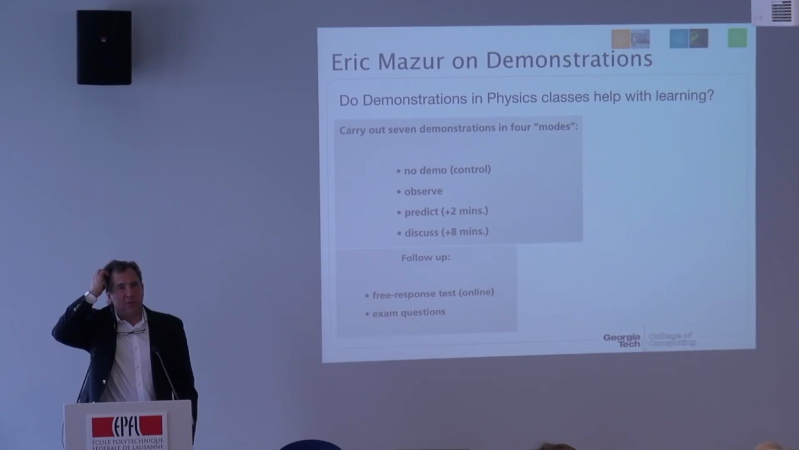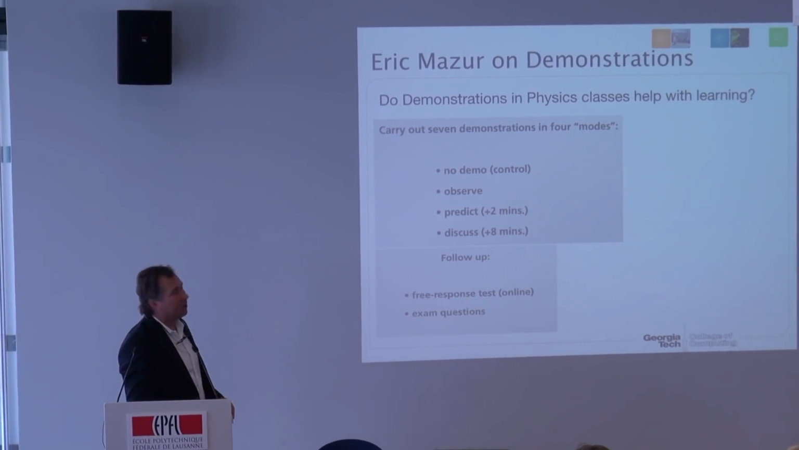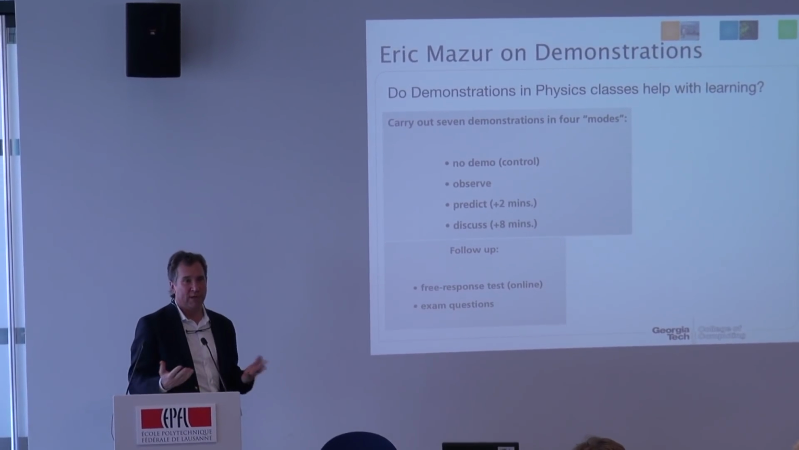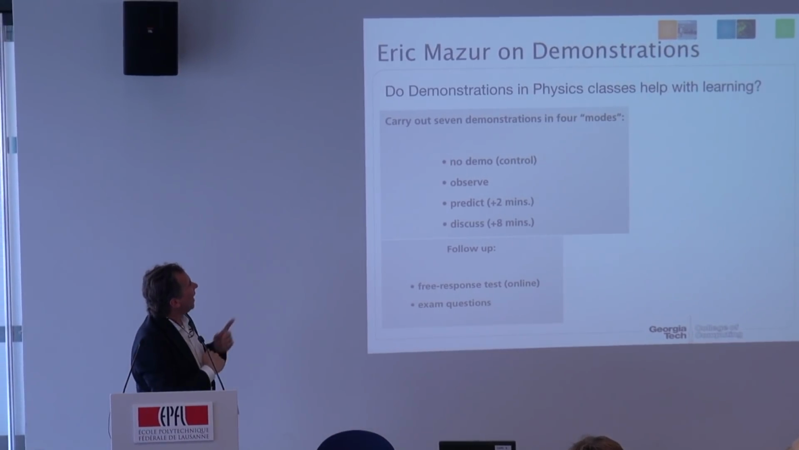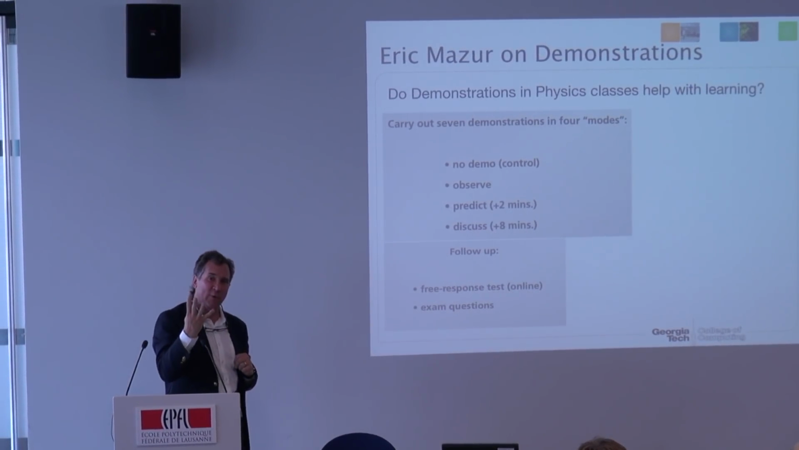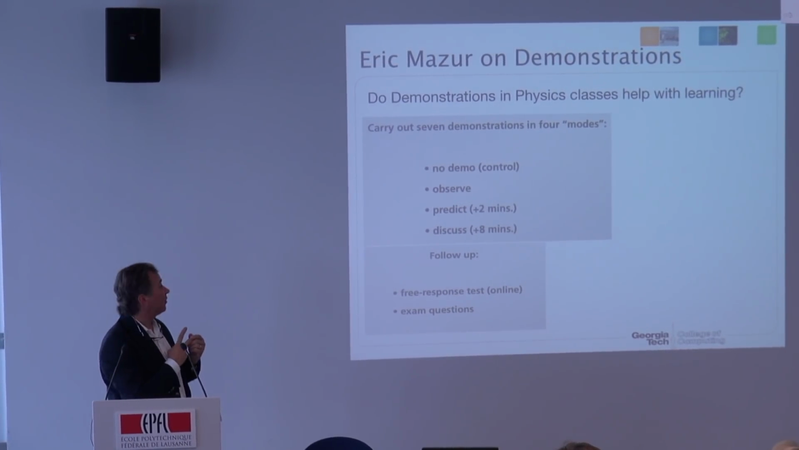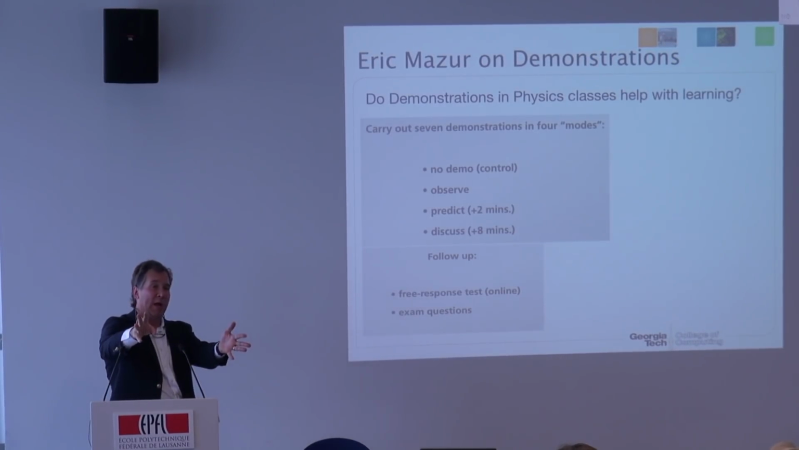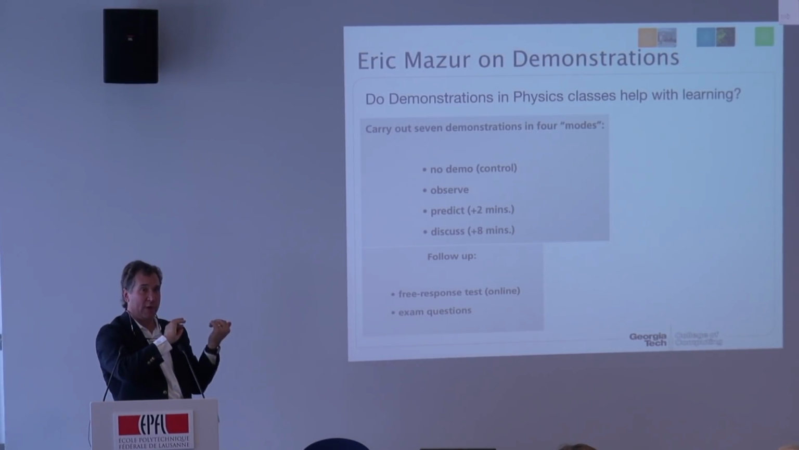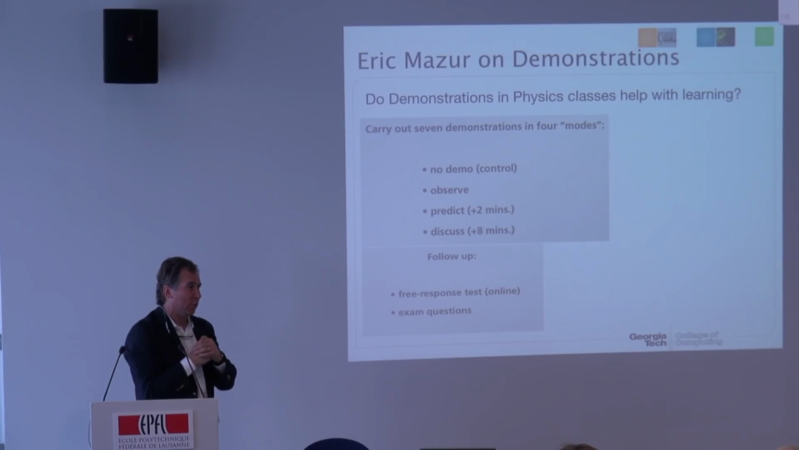Eric Mazur is a physics education researcher at Harvard University, and he's been doing demonstrations. Physicists are so cool. They get to do all kinds of neat demonstrations, weights and fire and all kinds of explosions. And he had 4 different groups. Some students got no demo. They just got a lecture. Some students observed a demo. Other students had to make a prediction, just as I had made you make a prediction, and then they saw the demo. And the 4th group made a prediction, saw the demo, and then had to discuss it with someone else. So what did you get? Well, this is what I got.